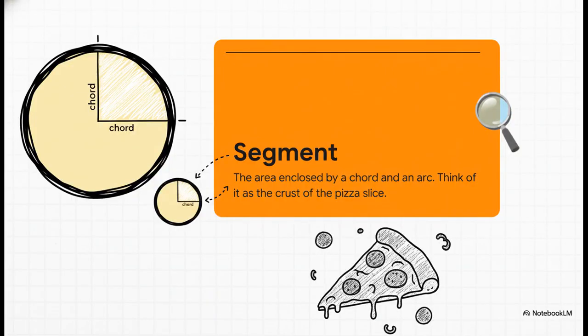That's it. Now, our second shape is the segment. A segment is the area that's bordered by a chord, which is just a straight line connecting any two points on the circle's edge, and the arc between those two points. So if the sector was the whole pizza slice, the segment is really just the crust.